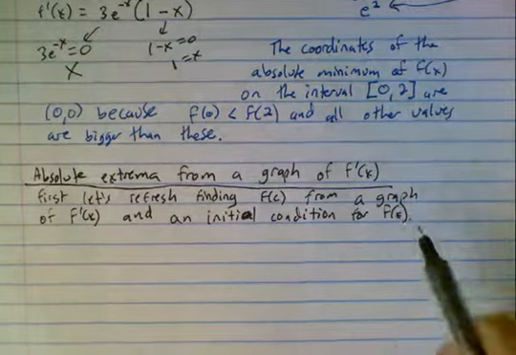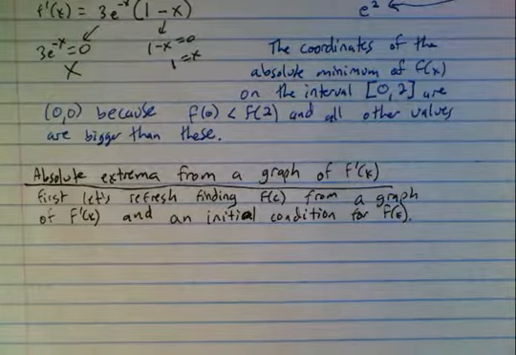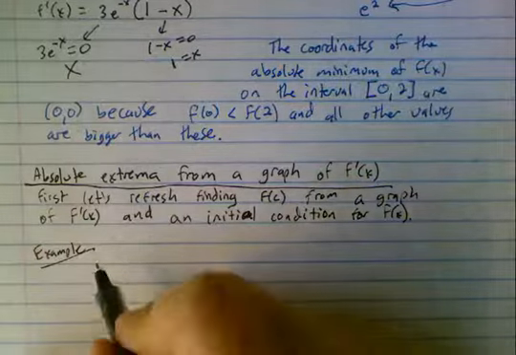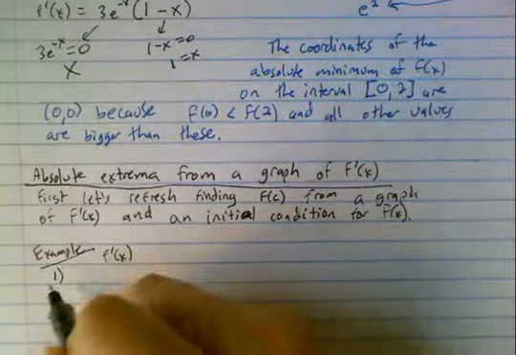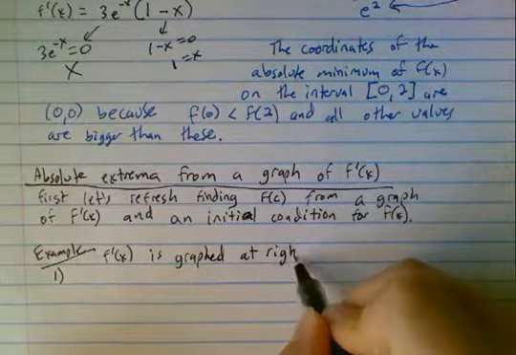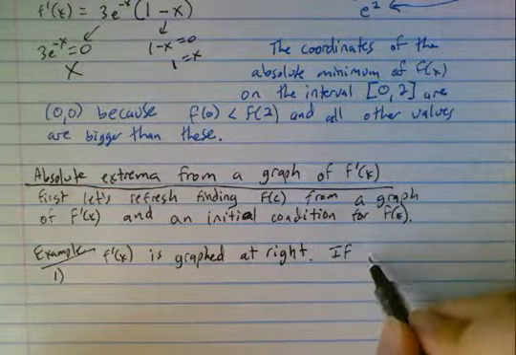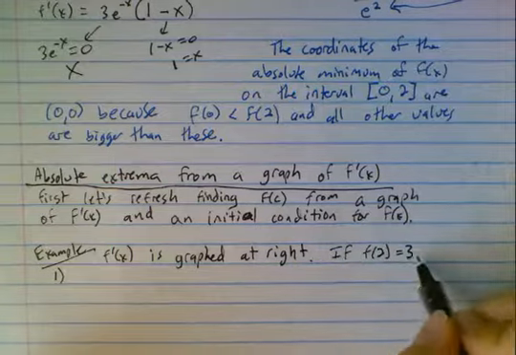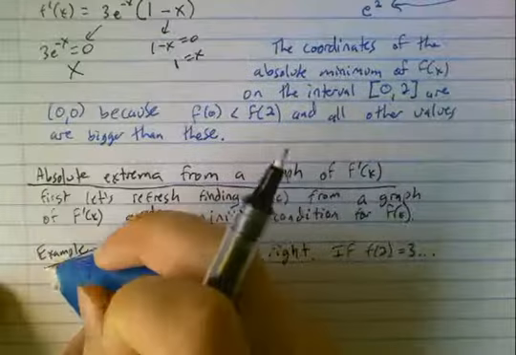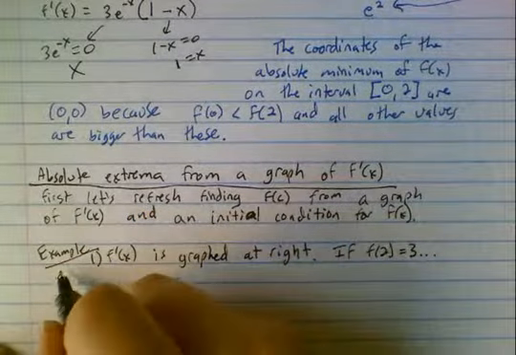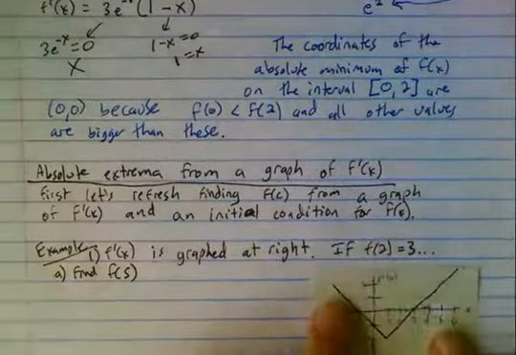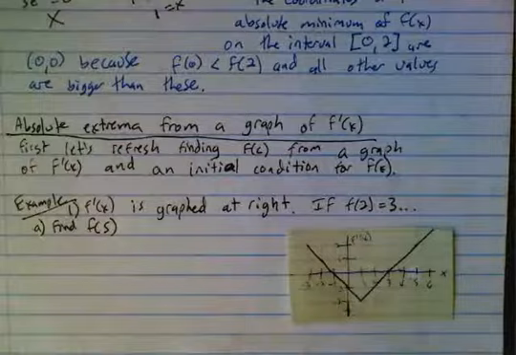Remember, an initial condition is just something that we're told, like f of 2 equals 3, or something like that. So let's do an example. F prime of x is graphed at right. If f of 2 equals 3, which it should be 1, this right here should be A, find f of 5. So here's our little graph right here.